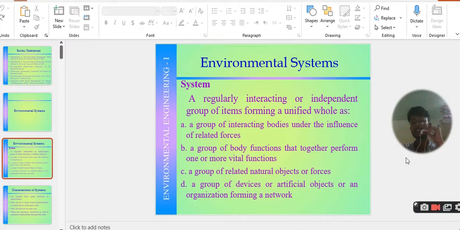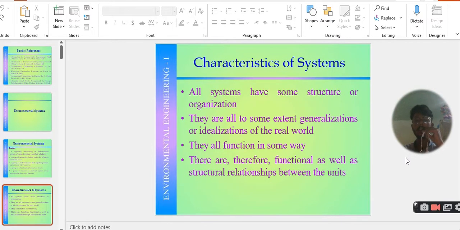Systems that are regularly interacting are an independent group of items forming a unified whole, as a group of interacting bodies under the influence of related forces. Number 2, a group of body functions that together perform one or more vital functions. Number 3, a group of related natural objects or forces. Number 4, a group of devices or artificial objects or an organization forming a network.